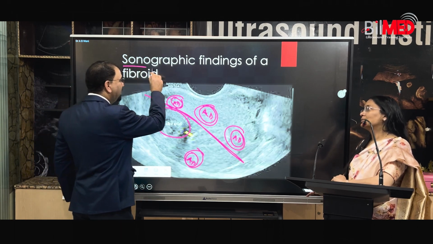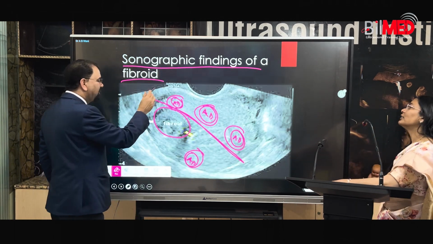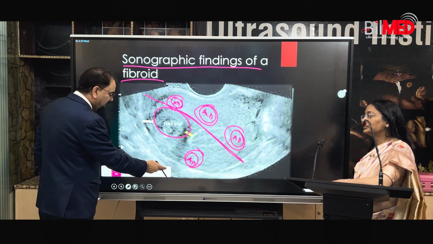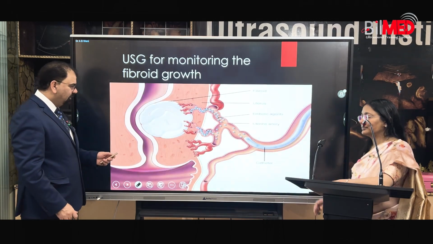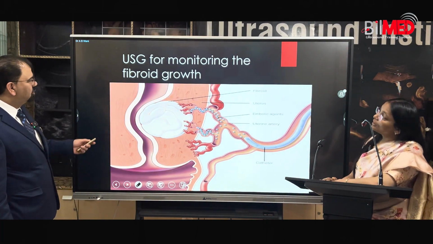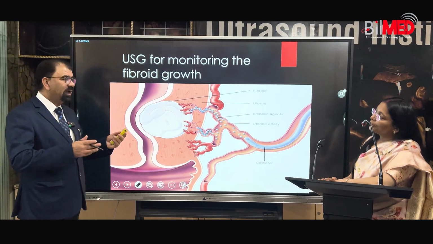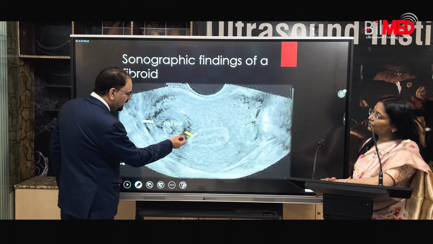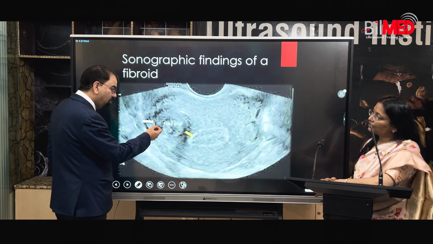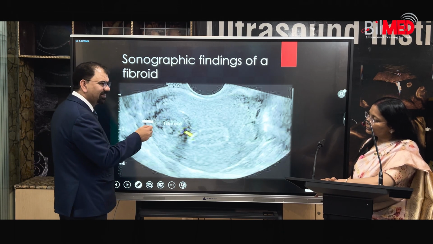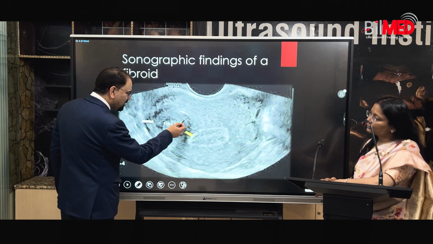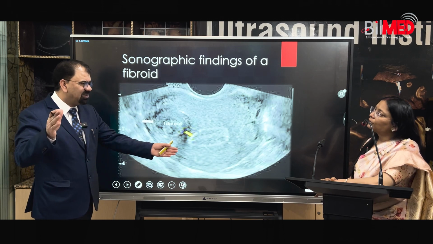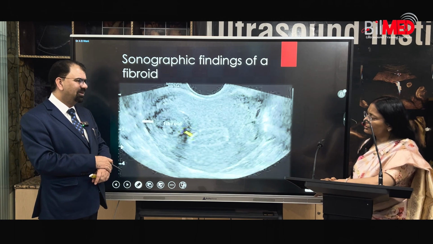But the basic point is that the sonographic findings of the fibroid should be clear first. Then ultrasound monitoring of the growth of the fibroid. Now see, come back again. If I have clear-cut margins, if I know the borders of this fibroid, then only I can say whether it is shrinking or increasing. Getting the point?